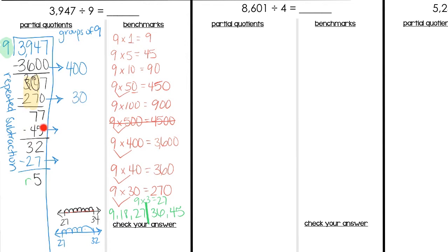And I go to 45. 45 is how many groups of 9? 5 groups of 9. Then we go to 27. 27 is 3 groups of 9. If I add up this total, what is my total number of groups of 9? 400, 430, 435, 438.